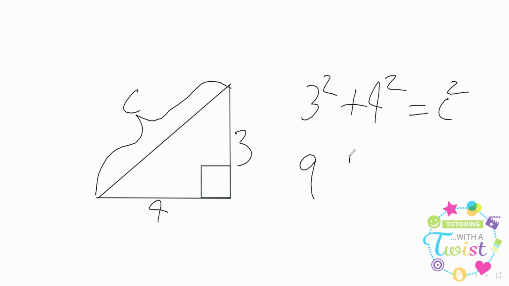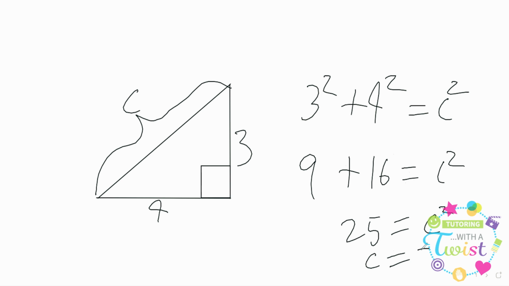3 squared is 9, 4 squared is 16, equals c squared. 9 plus 16 is 25, equals c squared. And so you can take the square root of both sides and get that c equals 5. So if we have a right triangle and we know 2 of the side lengths, we can find the third for free just by using the Pythagorean theorem. And that's going to be vastly, vastly useful for developing a whole bunch of other things.